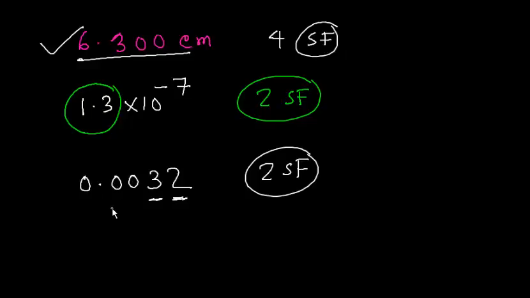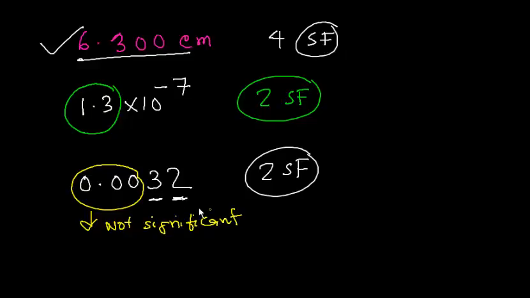So if a measurement is less than 1, then all zeros occurring to the left of the last non-zero digits are not significant. So these digits are not significant because these digits are left of this one. These digits are left of this non-zero number. This is the first non-zero number.